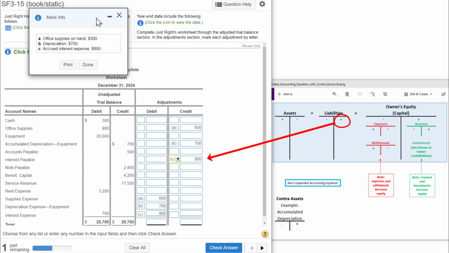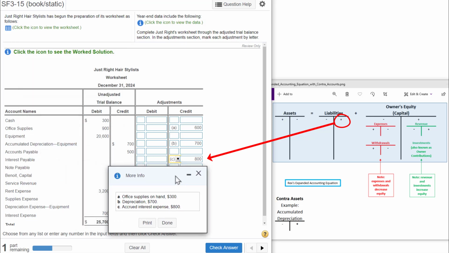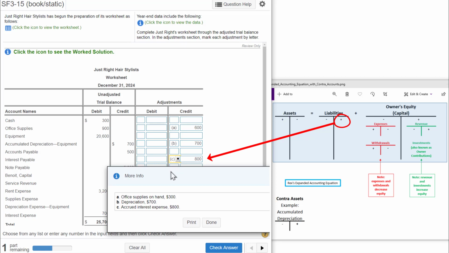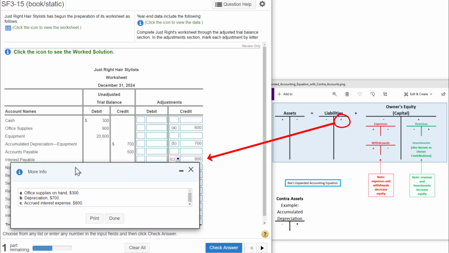Adjustment C. Now if you have trouble telling what row you're on, what I like to do is move this and use it to block off. So now I see that I'm on the correct row.